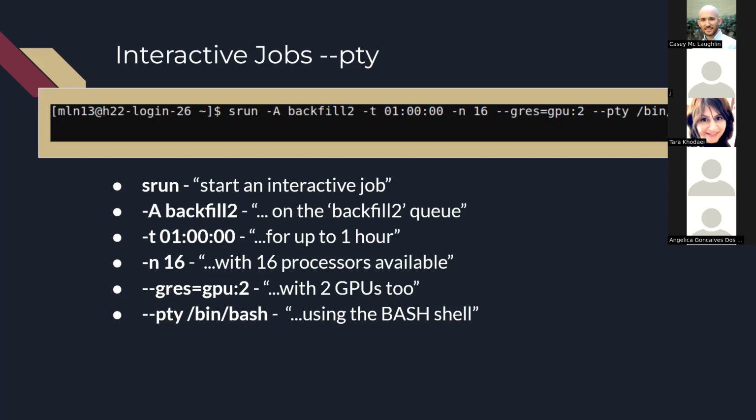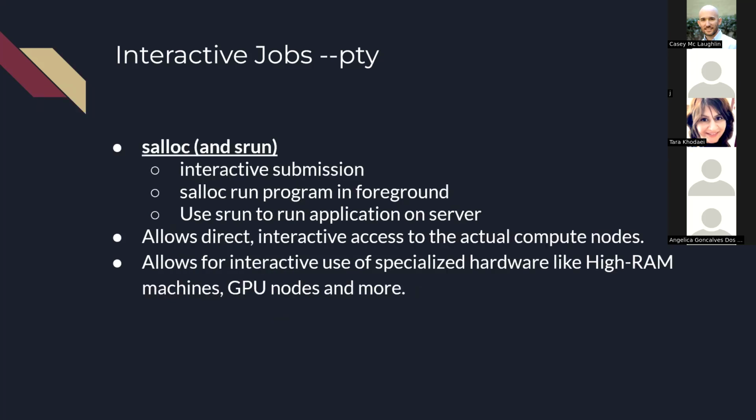salloc does something similar, except you stay on the login node, and you have to run srun to start a program. So you can say salloc -n2, it will allocate 2 cores, it will start a job, but it will keep you on the login node. If you want to run something on that, it will start a session for you. You say srun, and then it will run that program.